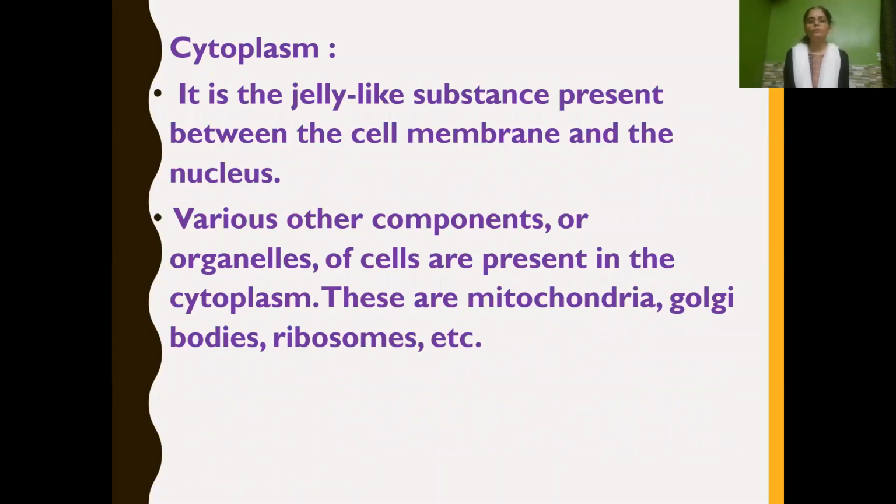Then we have learnt about what is cytoplasm. Cytoplasm is a jelly-like substance present between the cell membrane and the nucleus. And what is its function? It provides space for various other components of the cell, which are otherwise called cell organelles. They are present in the cytoplasm. The cytoplasm provides space for those cell organelles like mitochondria, Golgi bodies, ribosomes, vacuoles, lysosomes, etc.